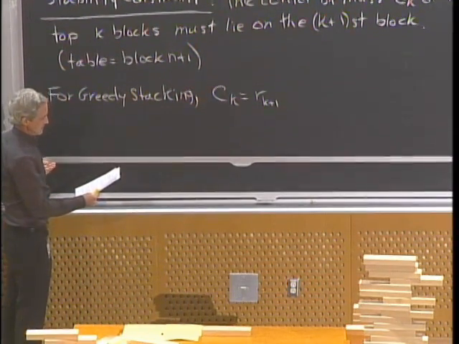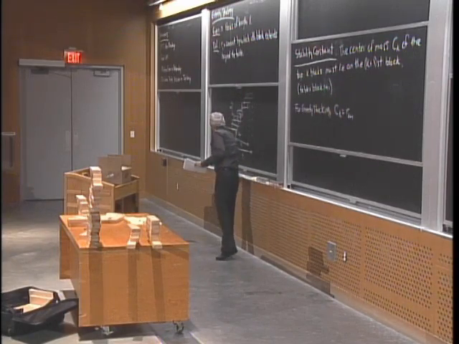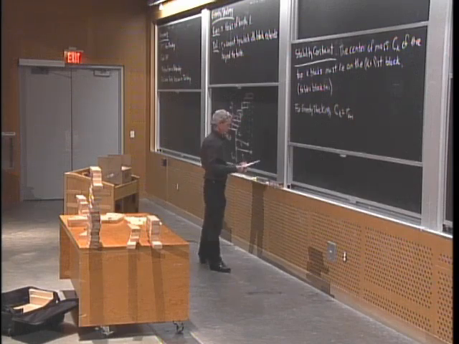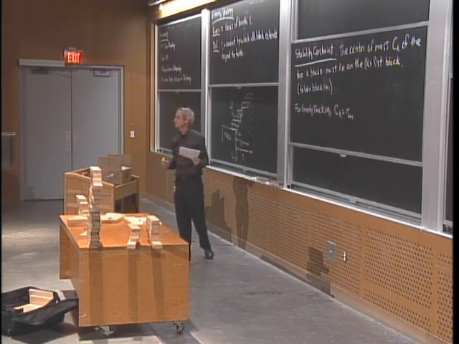And R(n+1), of course, is the edge of the table. That's 0. Any questions so far? What we're doing?